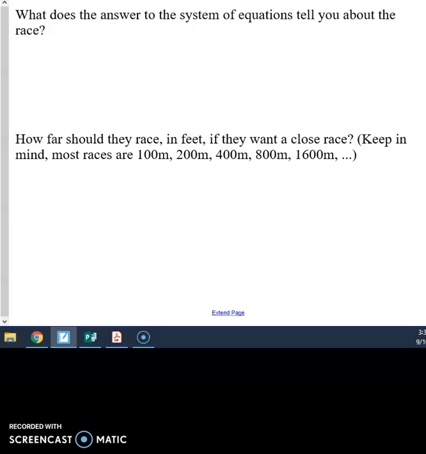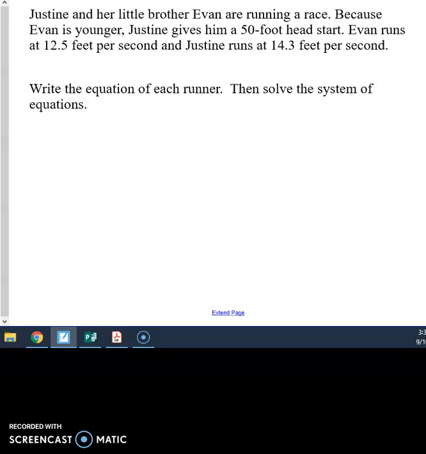So the next problem is like an application. So Justine and her little brother Evan are running a race because Evan is younger. Justine is giving him a 50-foot head start. Evan runs at a rate of 12.5 feet per second, where Justine runs at a rate of 14.3 feet per second. Write the equation for each runner, and then solve the system.